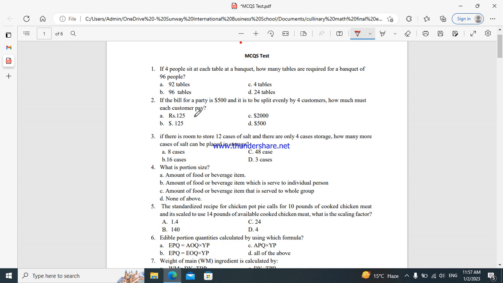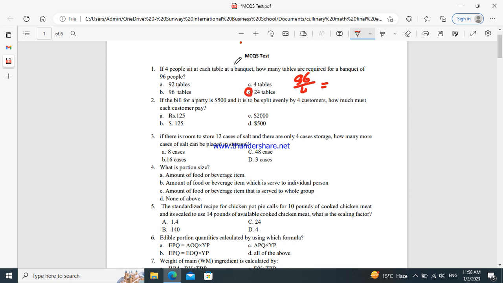First, if four people sit at each table at a banquet, how many tables are required for a banquet of 96 people? Choose the correct option from the given four options. Therefore, you need to know the number of tables. For that purpose, you can find out 96 people divided by 4 is equal to how many tables are required: 24 tables. Therefore, option D is correct.